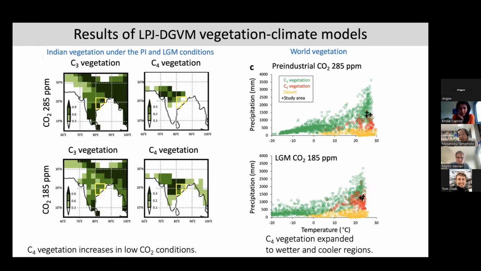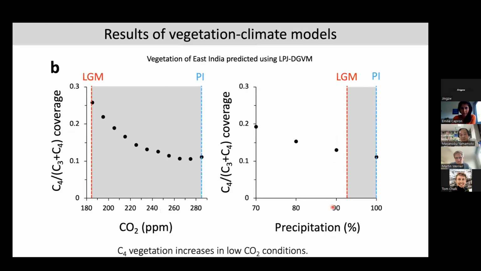The climate didn't change so much, but the area of the C4 plants expanded to wetter and cooler regions. So in this way, the C3, C4 vegetation in the Mahanadi basin responded to CO2 changes. This is the result of the sensitivity test with decreasing CO2: C4 vegetation increased, and the precipitation didn't change so much, and this small change didn't affect the C4 vegetation.